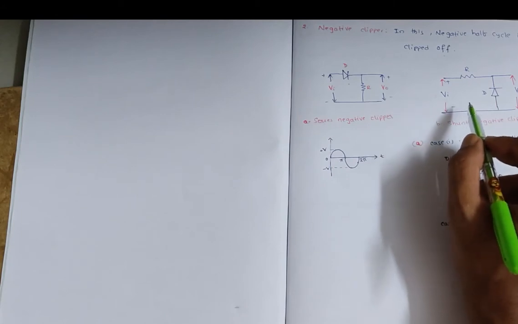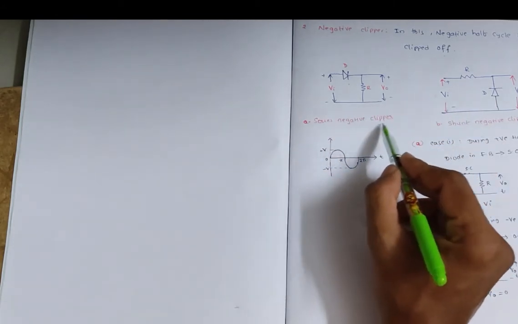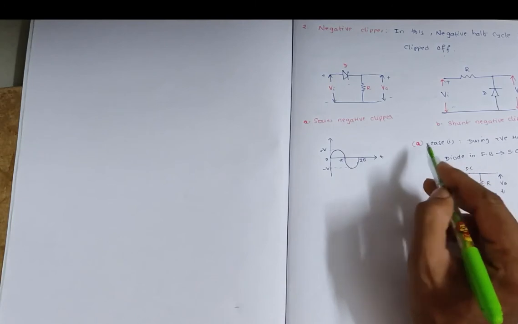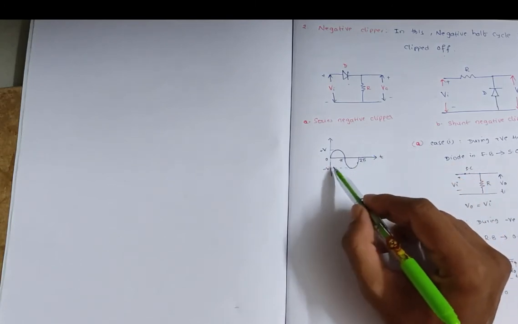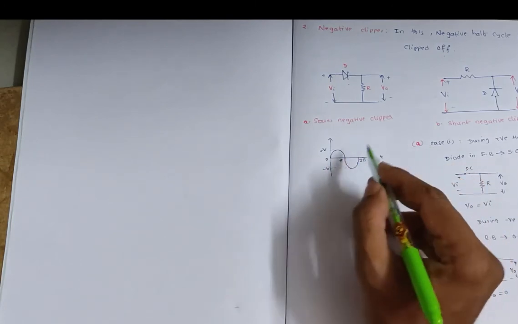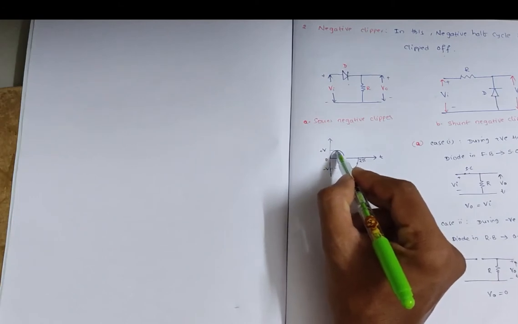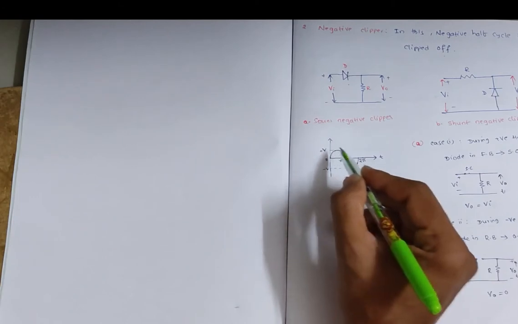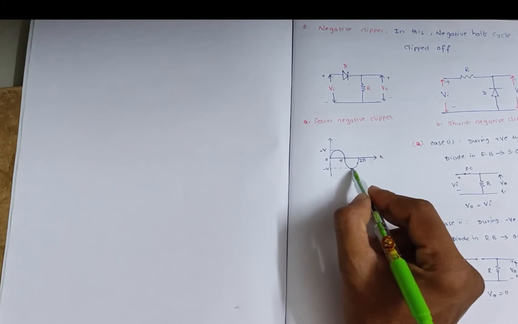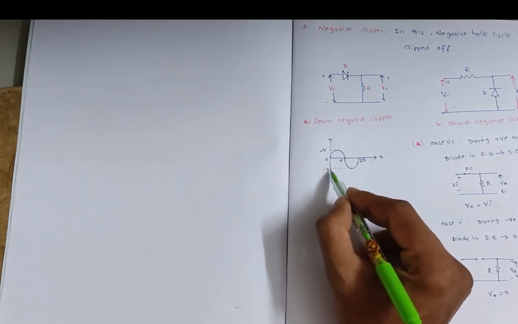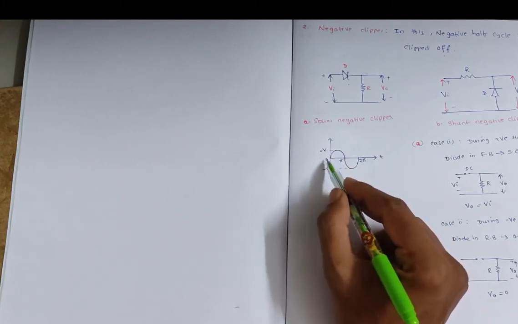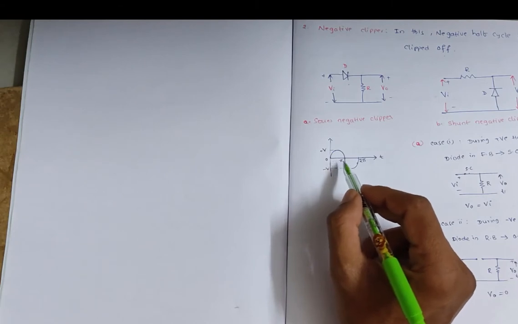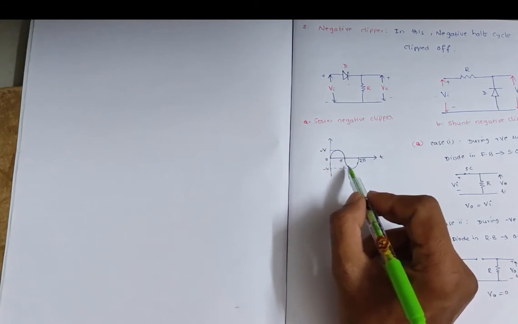Here we will analyze the first one, the series negative clipper. I am taking a sinusoidal signal. The maximum positive off cycle is plus V volts and the negative off cycle maximum is minus V. So the peak to peak is minus V to plus V. This is our input sinusoidal signal.